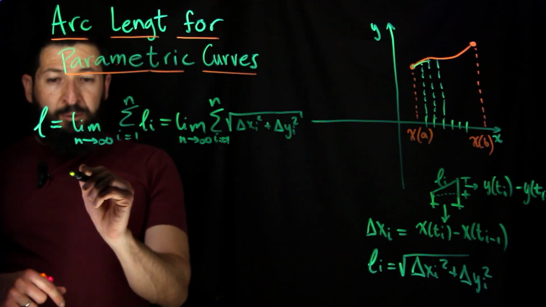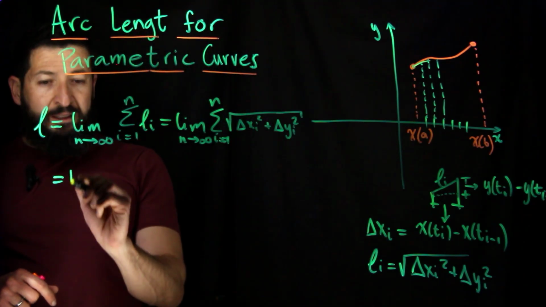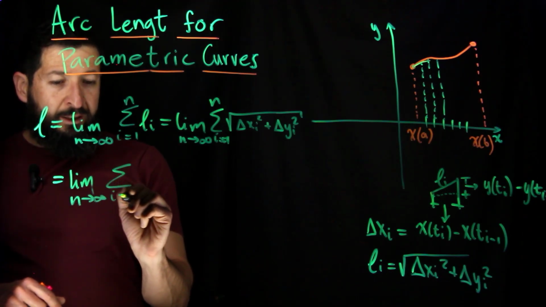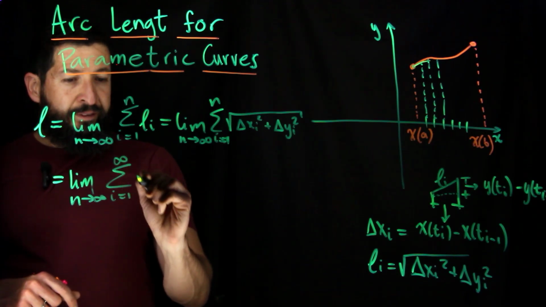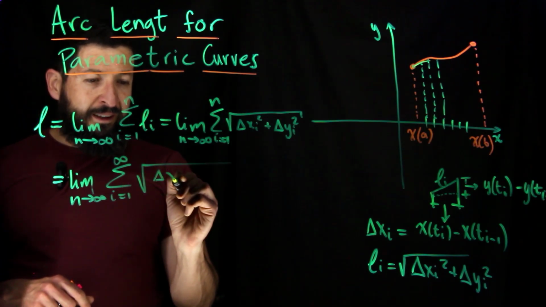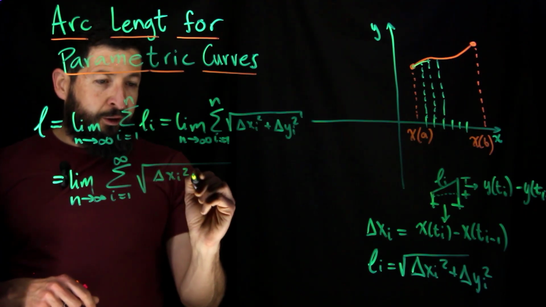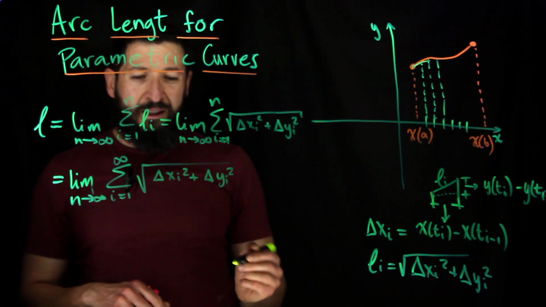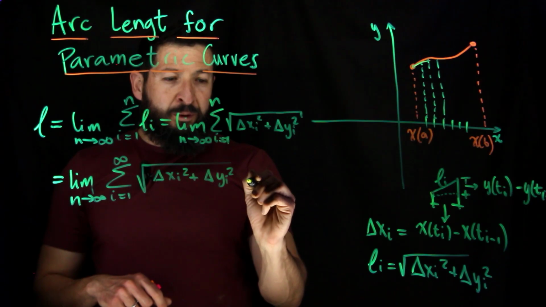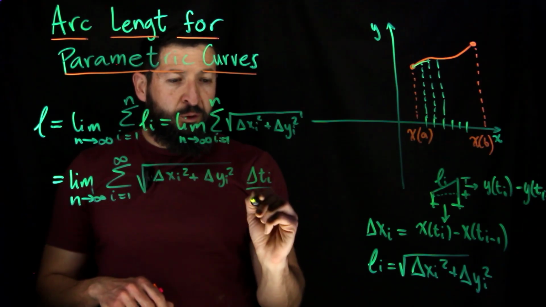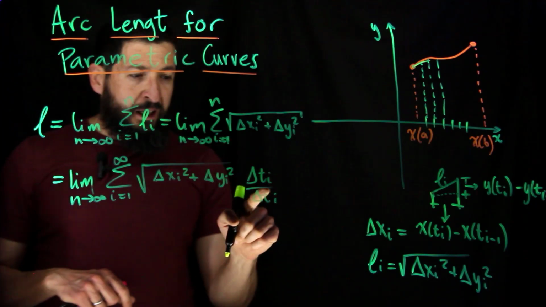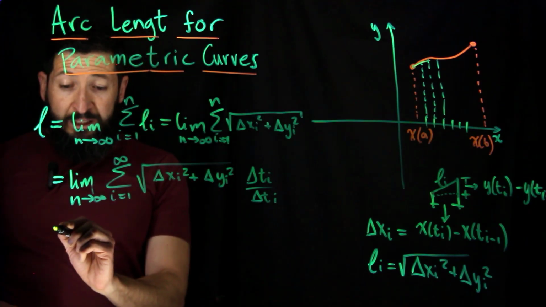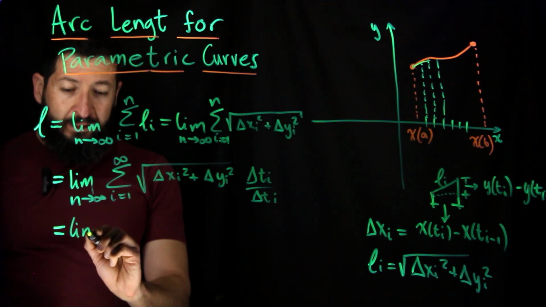Alright, so I'm going to write this as the limit as n goes to infinity of the sum from i equals 1 to n of the square root of delta xi squared plus delta yi squared. Actually, I'm going to do an intermediate step. I'm going to multiply and divide by delta ti over delta ti. Then I'm going to introduce this delta ti inside, but I have a square root, so I have to square it and distribute it.